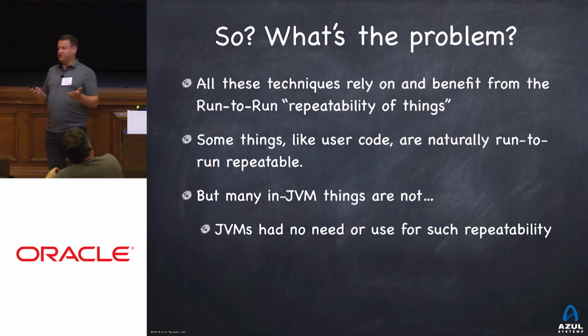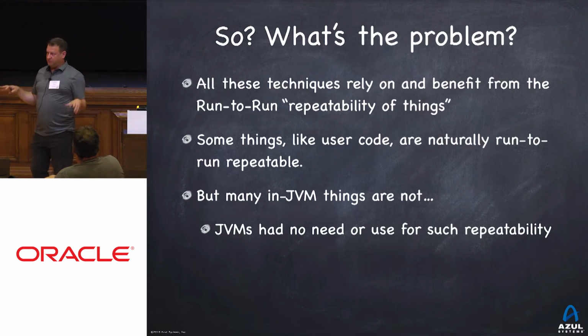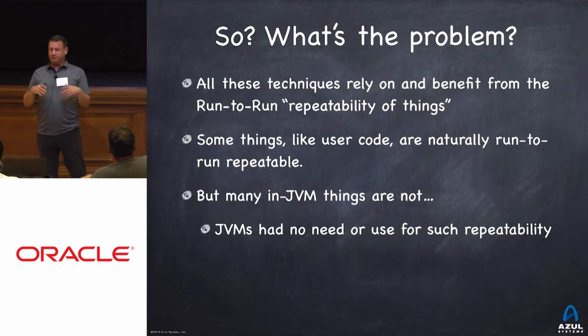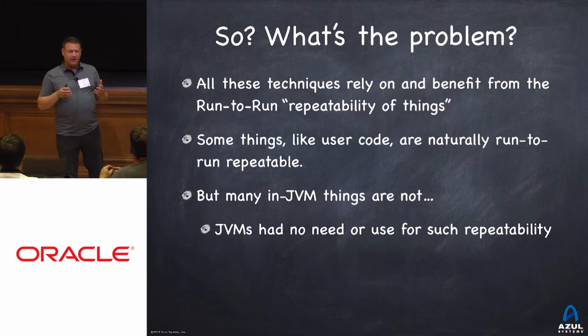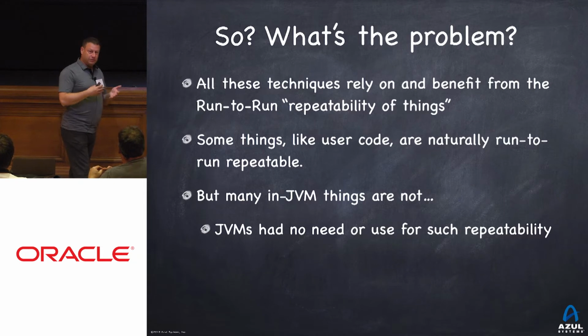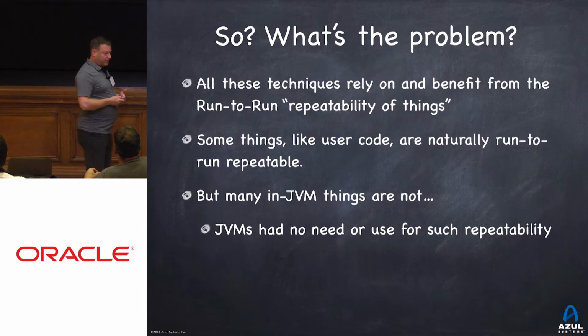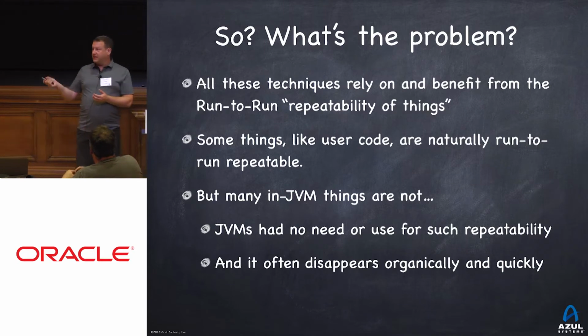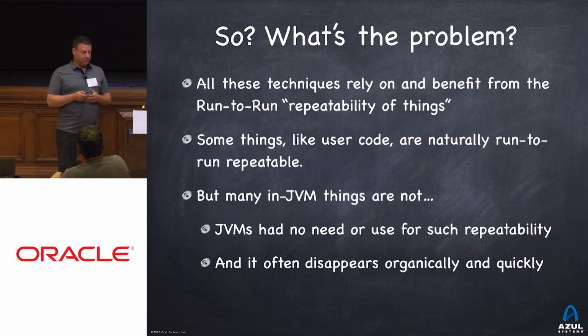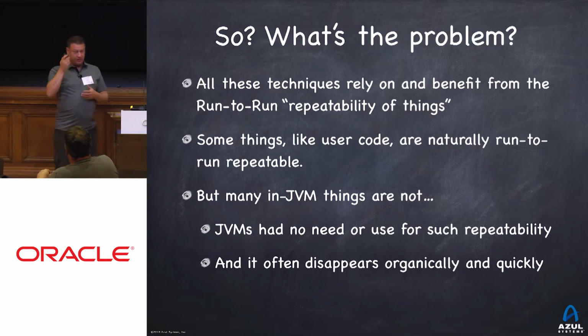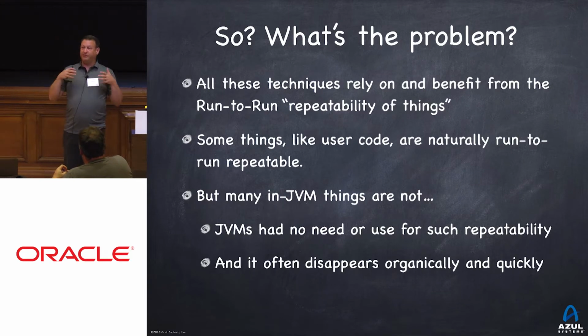The JVM generally just starts up with nothing, does whatever it needs. It's doing it for itself, and it forgets everything when it's done. So we never had a motivation to make the things we do repeatable. We'll get into specific examples of things we do that are not repeatable here. So organically, these things break apart very quickly in most runs.